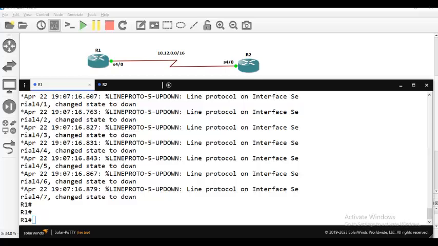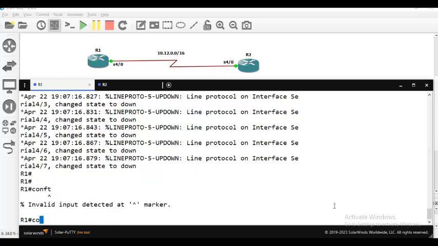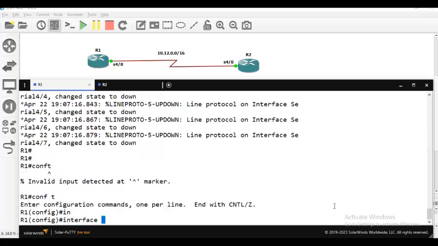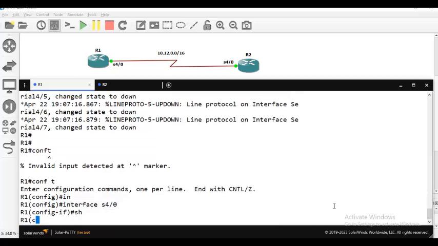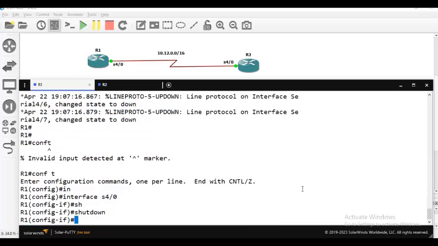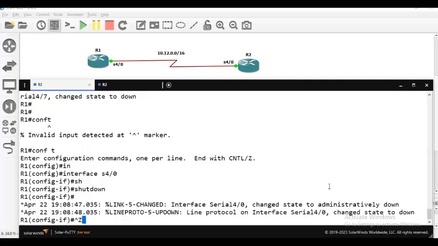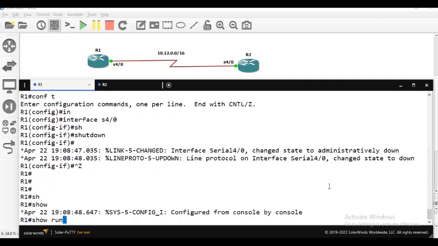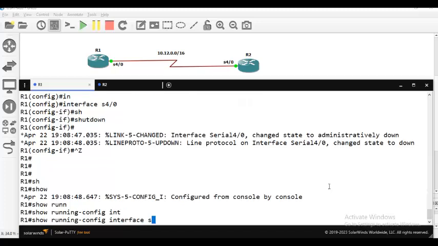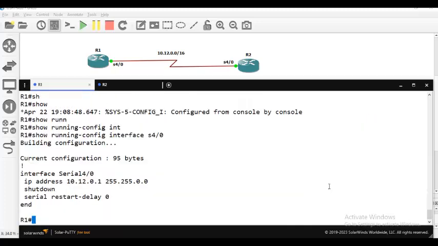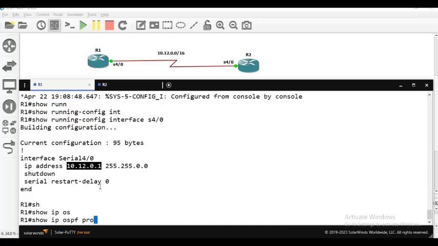So what I'm going to do, I'm going to shut down. First, I would like to shut down this interface serial/0. The interface is down. Show run interface serial/0. We don't even run OSPF. What happened? Show IP OSPF process.